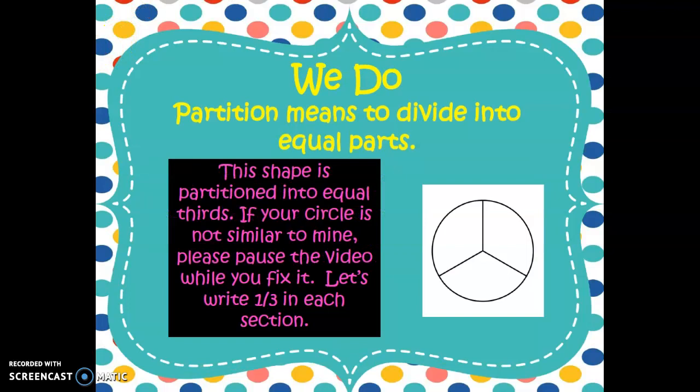Now, let's look at your other circle. This shape is partitioned into equal thirds. If your circle is not similar to mine, please pause the video while you fix it. Now let's write 1/3 in each section. So this is 1/3 of the circle. This is 1/3, and this is another third.